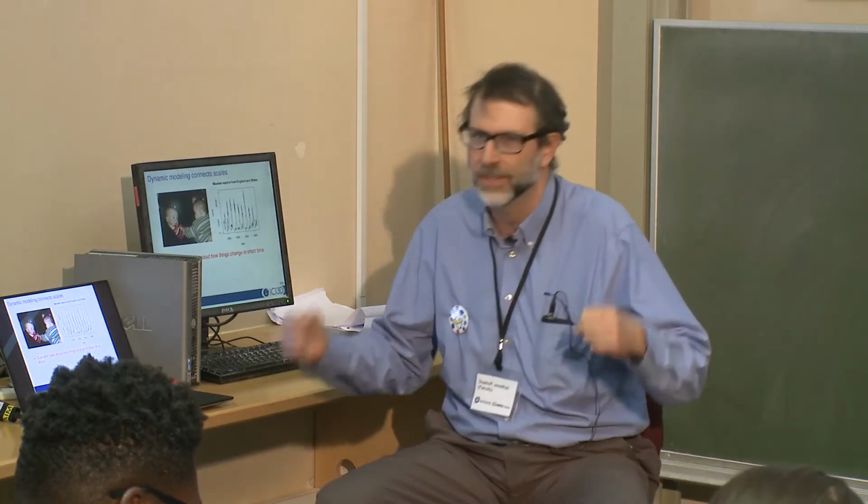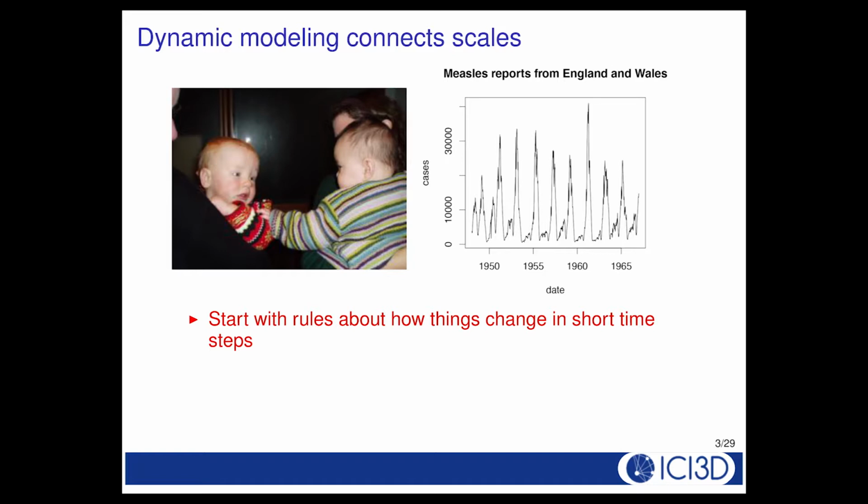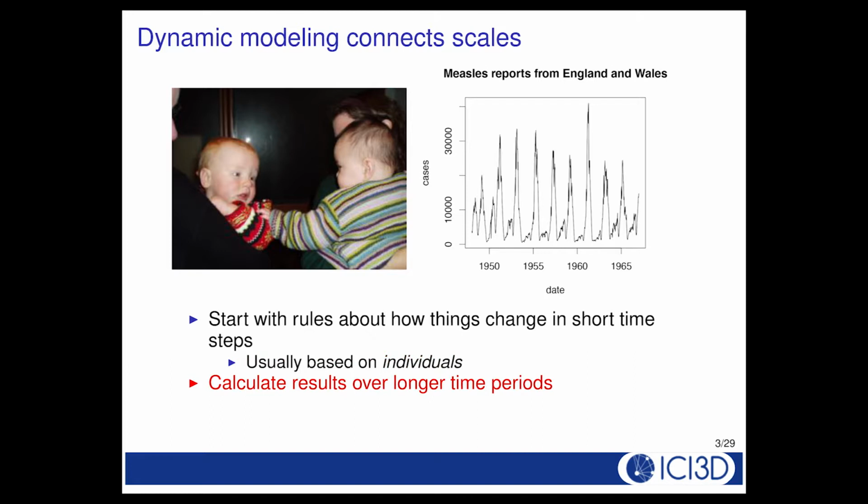So dynamic modeling is the idea of connecting processes that happen at the individual level, and usually individual events, like this foolish child reaching out to touch this wet-nosed child. That's an event that happens at the individual level, to population level processes that happen at a bigger time scale and over a larger period.